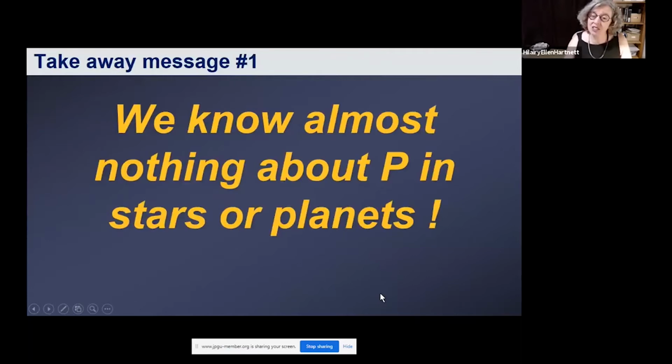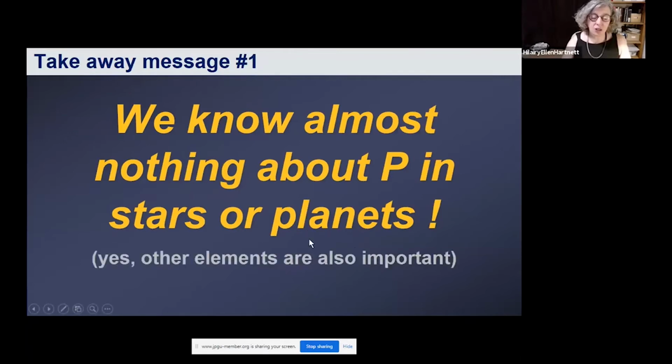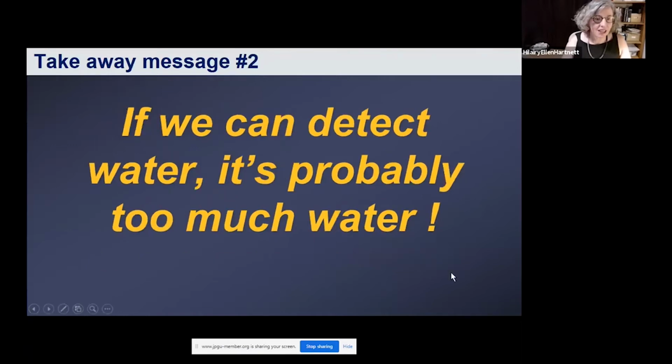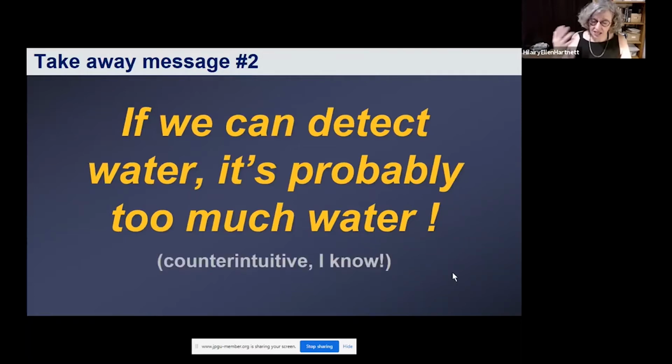First takeaway message for this talk, if you remember nothing else, we know almost nothing about phosphorus in stars or in planets, and phosphorus is critically important for biology. Other elements are important too, and I'll mention a few of them, but primarily I'm going to talk about phosphorus today. Second take-home message, if we can detect water on an exoplanet, it's probably too much water. And that is counterintuitive. We tend to think that if planets have water, that makes them habitable and we should search for life there. But the amount of water does matter.